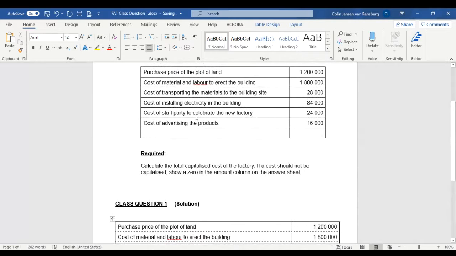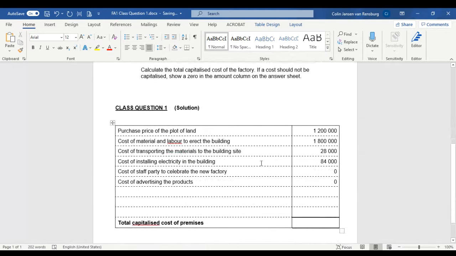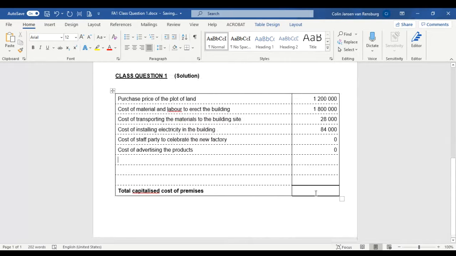So those are all the costs that they have given us. We've covered them all, we've considered them all, we've typed it here in our answer sheet. So now it is simply a matter of adding up all those figures. So 1.2 million plus 1.8 million plus 28,000 plus 84,000 plus 0 plus 0. What does that give us? I've actually added it up here on my little computer calculator. It comes to 3,112,000. Right. So that is what was asked.